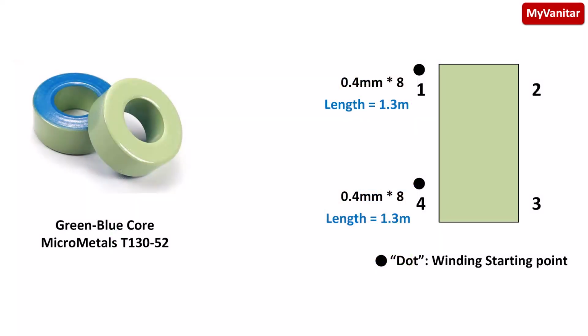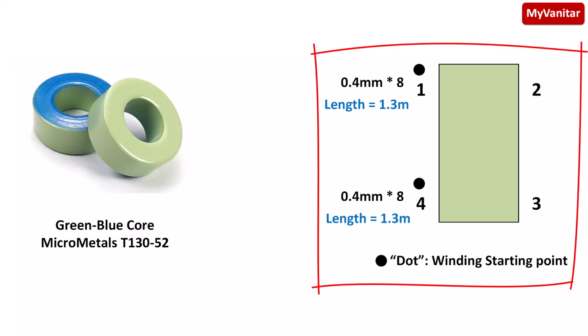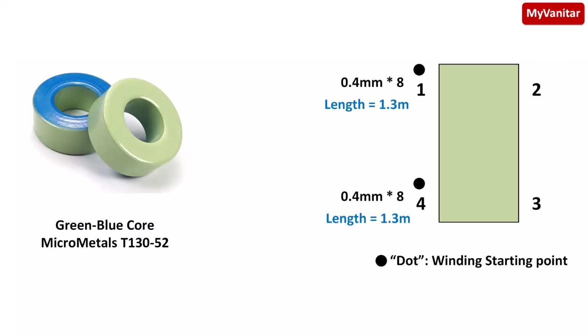So here we go. The picture on the left shows the selected toroid core, a green-blue iron powder type, along with its part number and manufacturer, which is Micrometals. The picture on the right shows the details of the choke: the magnet wire length, thickness, number of strands, and the pinout or footprint. As you see, you will need to prepare two identical magnet wires. Start winding the choke using both wires together and finish the winding on the opposite side of the core. That will be pin 2 and 3. The starting points of the wires will be marked with dots.